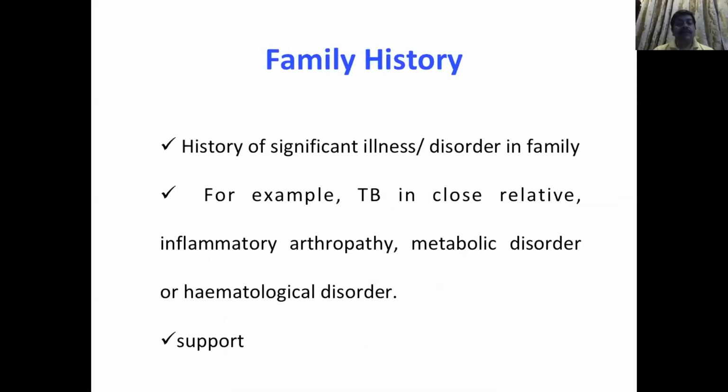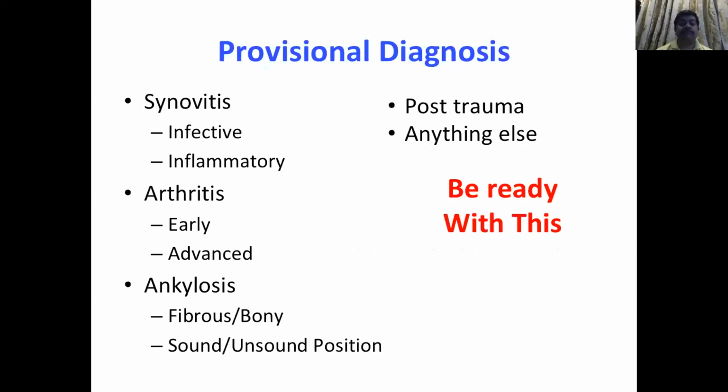The family history of any significant illness in the family or any similar disorder. You have to take a history of tuberculosis contact, any inflammatory arthropathy in the siblings or the parents, any metabolic disorders or hematological disorders. Family history is also important to understand what support system the patient might have, to help you decide upon what sort of treatment you can offer him.